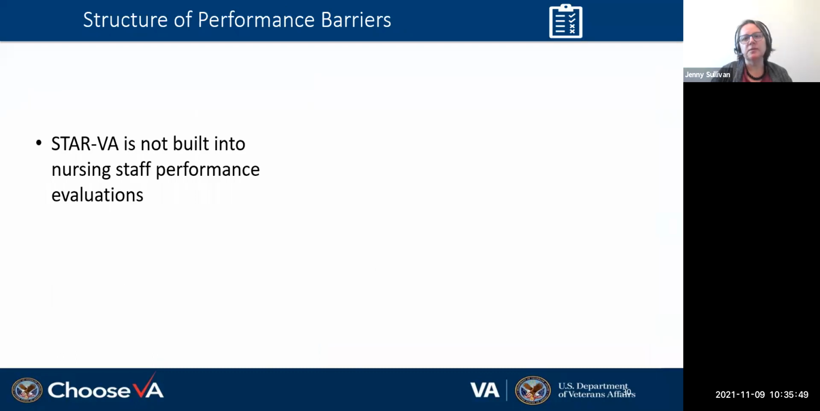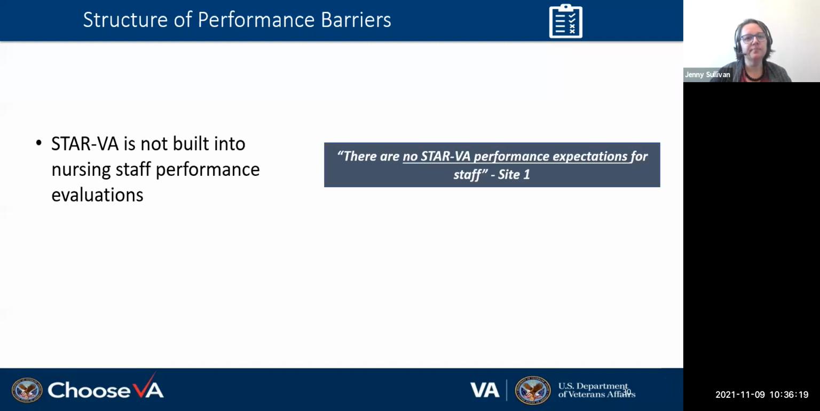And then there was one consistent barrier identified in structure of performance knowledge reservoir. So 9 sites stated that STAR VA wasn't part of nursing staff performance expectations. And as a result, resistant staff didn't really have the buy-in since it wouldn't have an effect on performance reviews. And further, non-inclusion of STAR VA into these performance expectations made for a lack of protected time in nursing daily schedules to really focus on STAR VA. And then a very quick quote, there are no STAR VA performance expectations for staff.